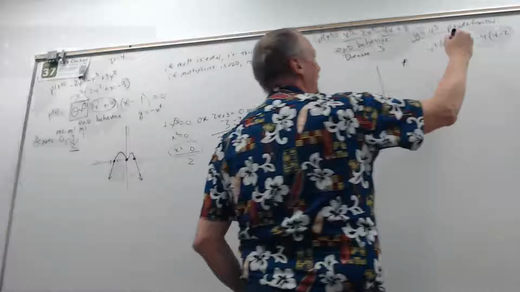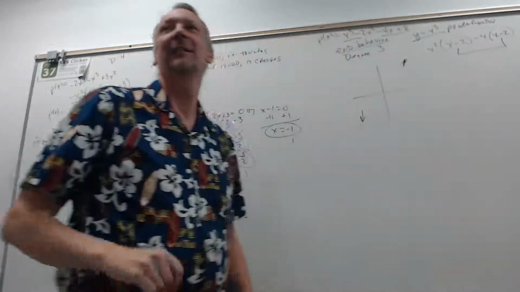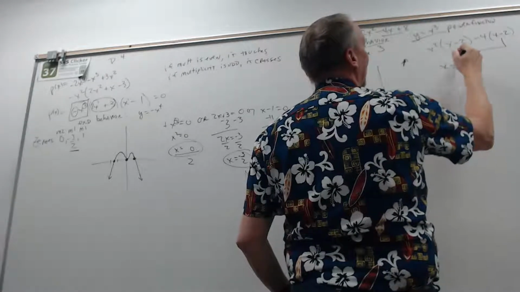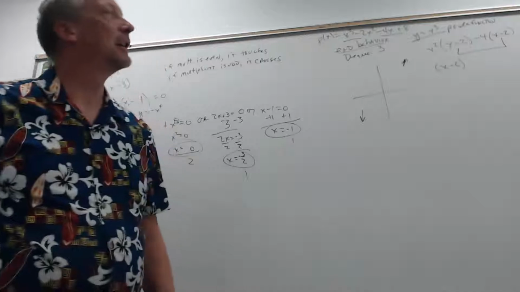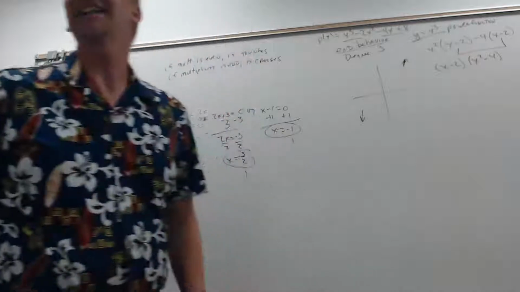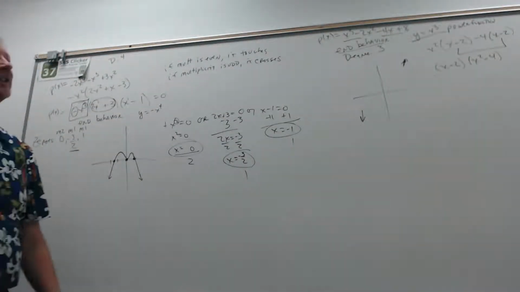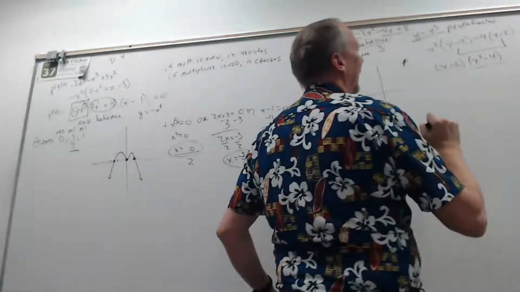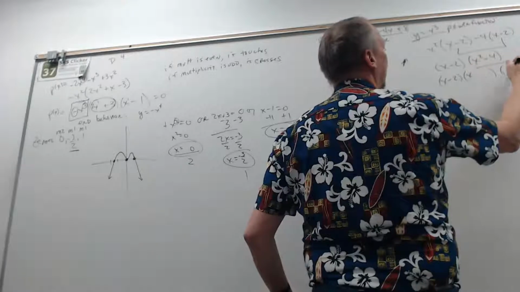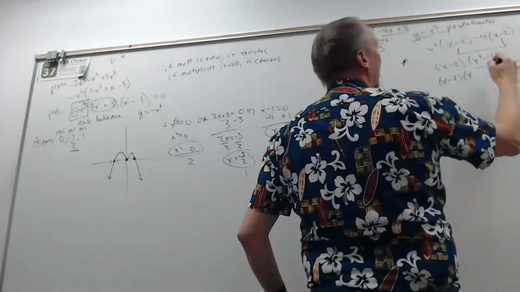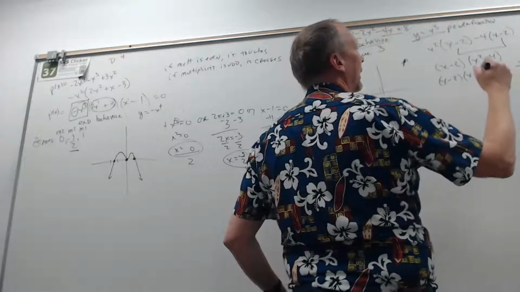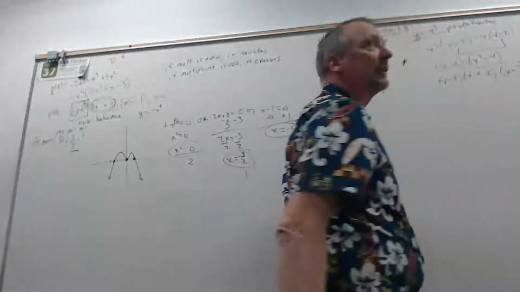Now, what can you factor out of both terms? x minus 2, right? You can factor this out of both terms, and you are left with x squared minus 4. Can you factor this? Yes. What does that factor into? x and x, 2 and 2, and the signs are plus and minus, right?